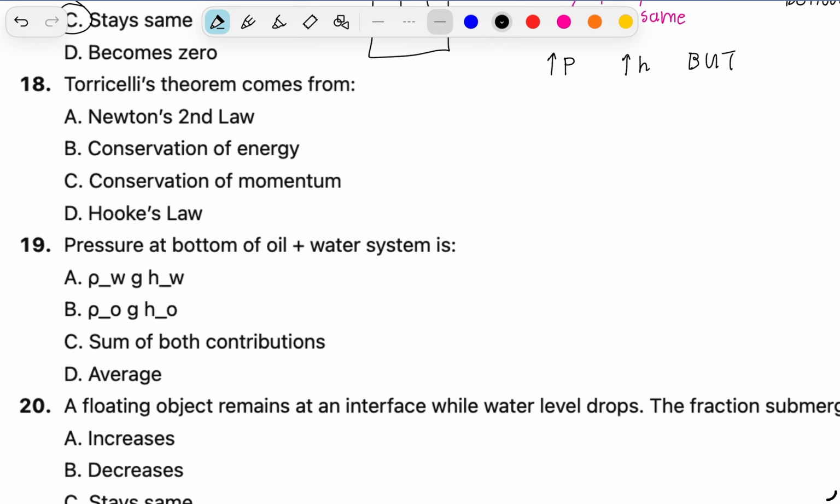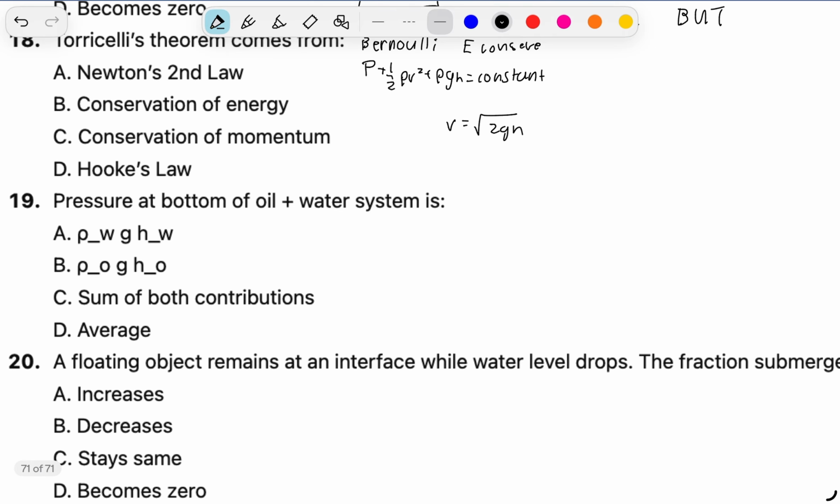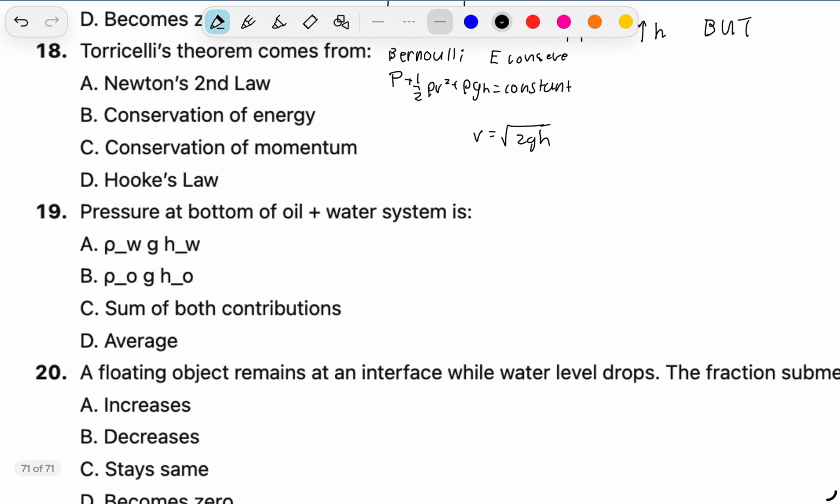So now, Torricelli's theorem comes from what? Well, if you remember Torricelli's theorem, we have at first our Bernoulli's equation, which is pressure plus 1/2 rho v squared plus rho gh is going to be something that is constant. And this is energy conservation. So Torricelli was a specific case where v is equal to the root of 2gh, where we had our fluid of water, we have gravity and we have our h here. And that is going to be B. That's our conservation of energy.